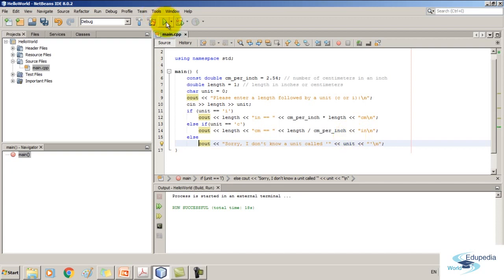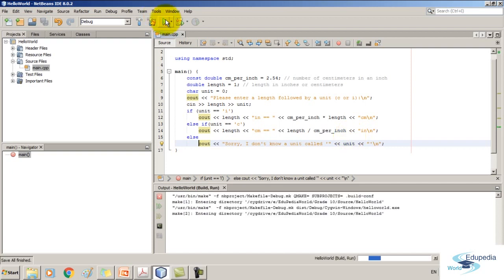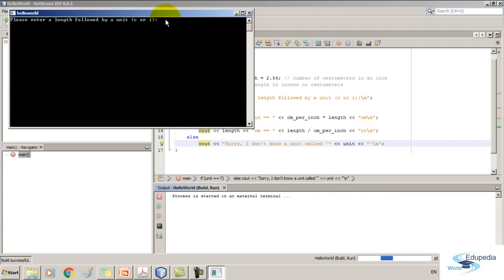Now let's try to execute this program. Okay, now I'm going to input a feet value. Now it says, "Sorry, I don't know a unit called F."